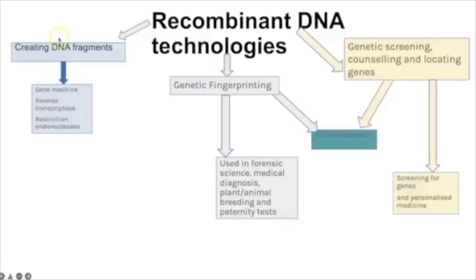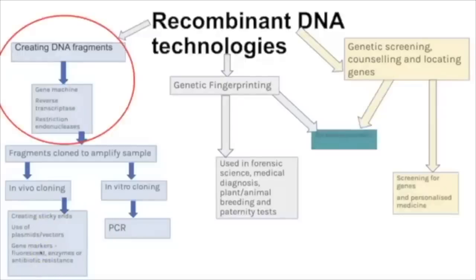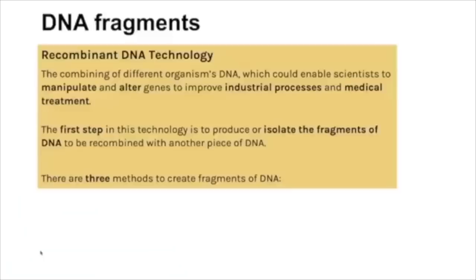But what we're going to be focusing on first is this left-hand side. So creating DNA fragments, we're going to look at what are the three methods for how DNA fragments can be created, how those fragments can then be cloned either in vitro using PCR or in vivo looking at the use of sticky ends, plasmids and gene markers. So we're going to look at creating DNA fragments first.